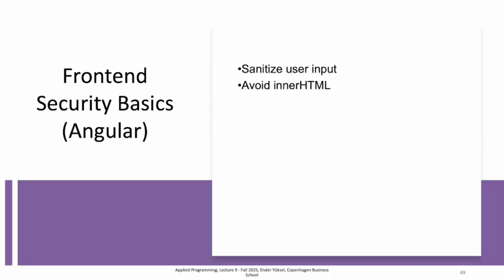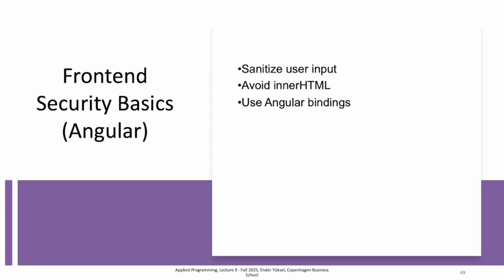So avoid using innerHTML unless absolutely necessary, and if you must use it, sanitize the content first using Angular's DomSanitizer service. Another best practice is to use Angular's built-in bindings and directives. For example, use property binding for src instead of setting src directly in HTML. Angular's bindings are designed to be safe by default.